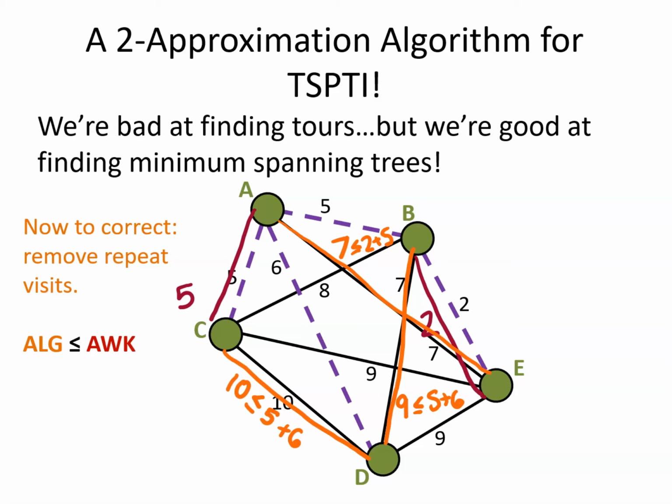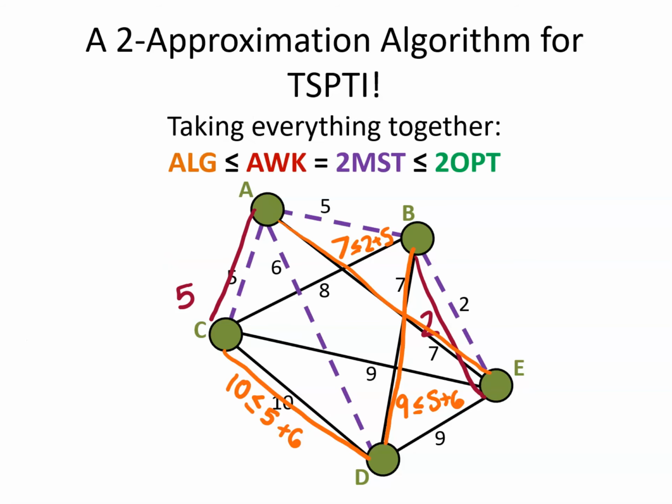If we take all of the properties we've just shown together, we show that we have an approximation that works. That is, alg costs less than or equal to awk, which we know has the value of 2 times the cost of our minimum spanning tree, which we know must cost less than or equal to 2 times the optimal solution. So, altogether, alg is less than or equal to 2 times opt. This is a pretty cool approximation.